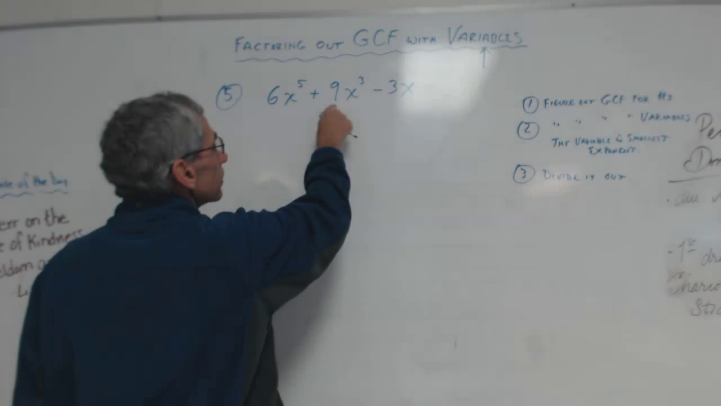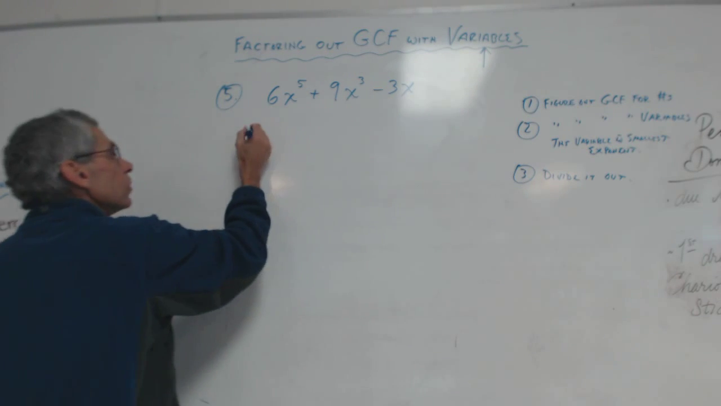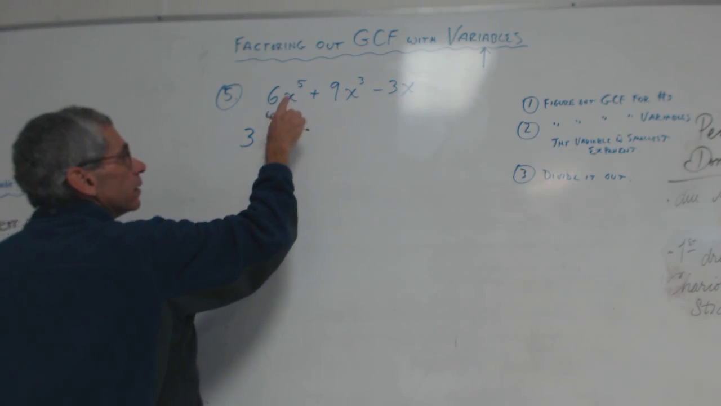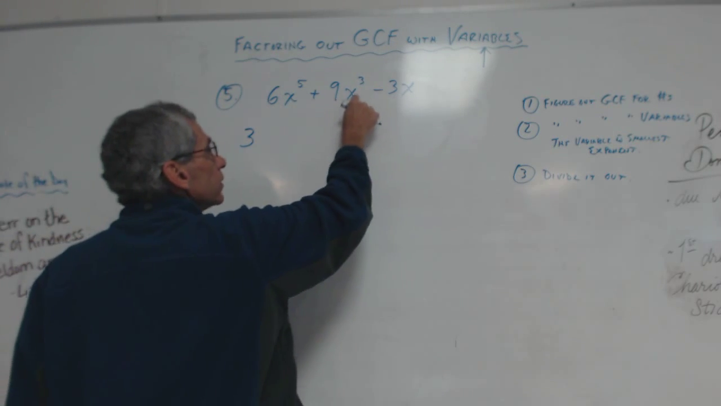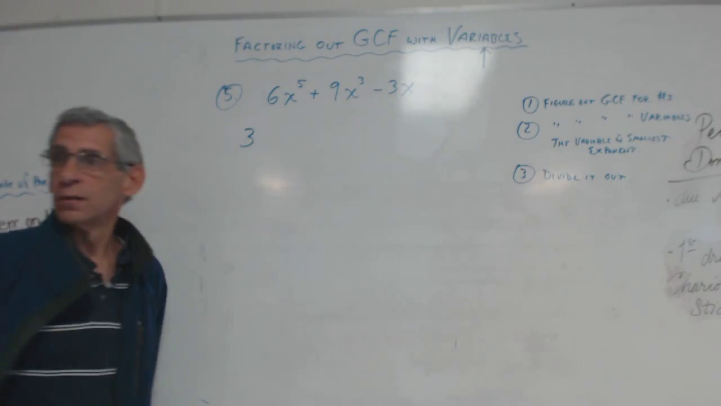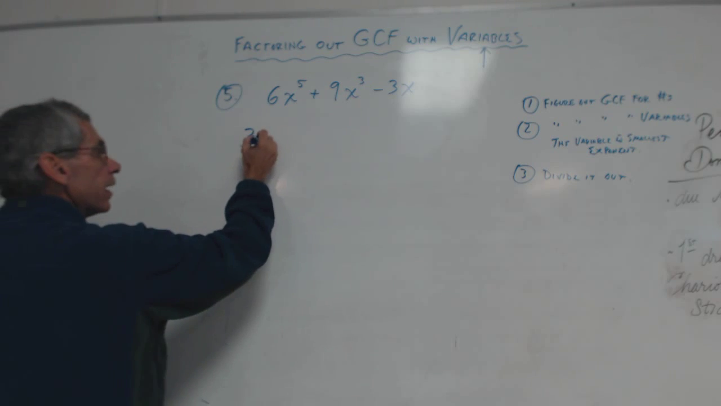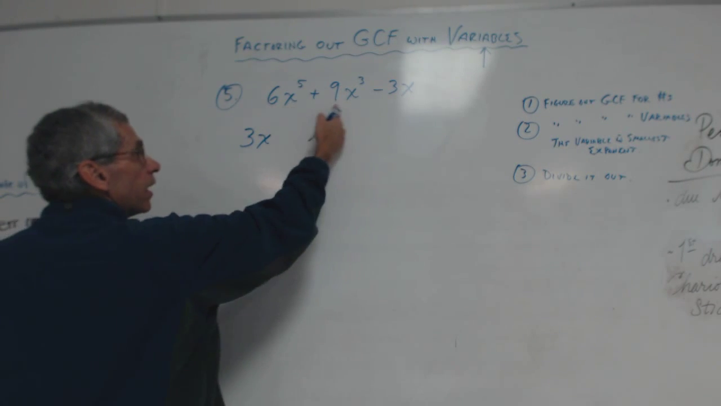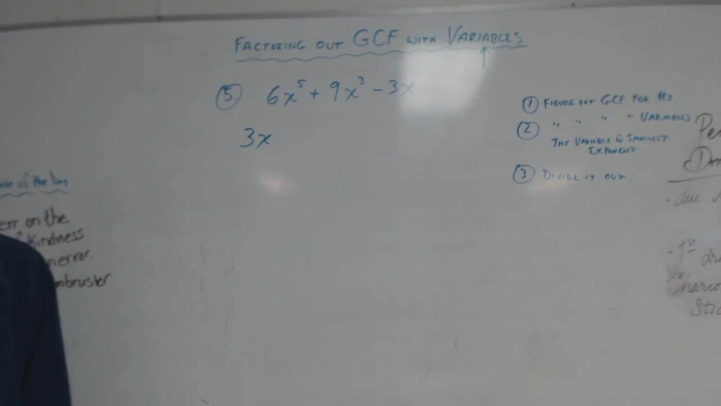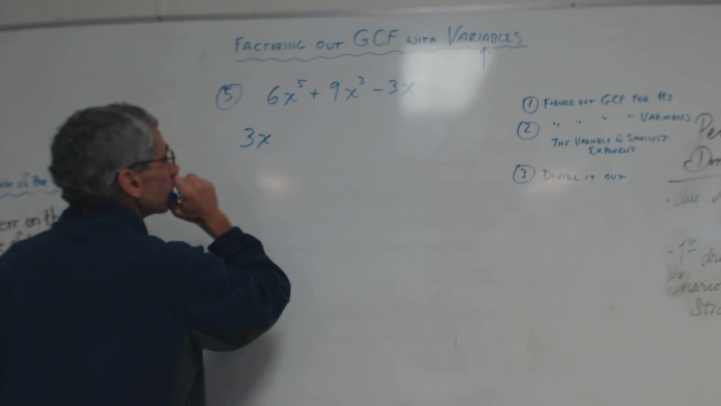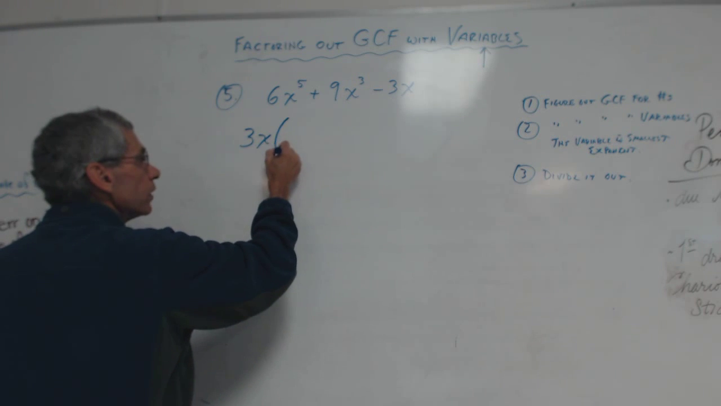What number goes into 6, 9, and 3? 3. So I'll take my 3 out. And then I've got x to the 5th, x to the 3rd, and x. X, right? The one that has the smallest exponent. Now they all have x's. That's important. If one of them didn't, then that would be complicated. So we've got them all with x's, so we're going to do a parenthesis.